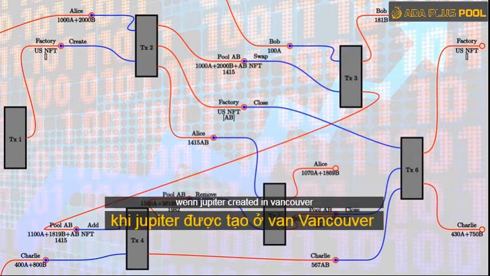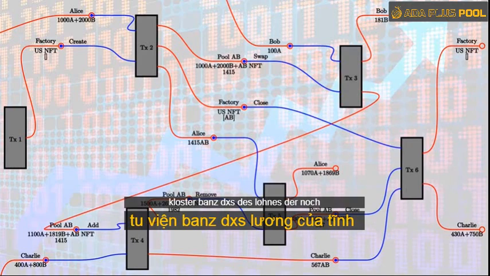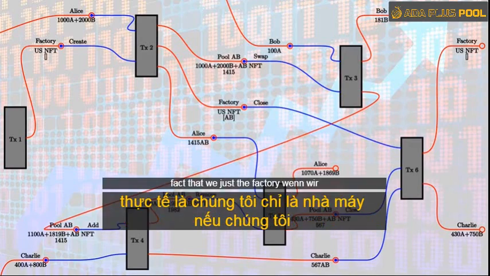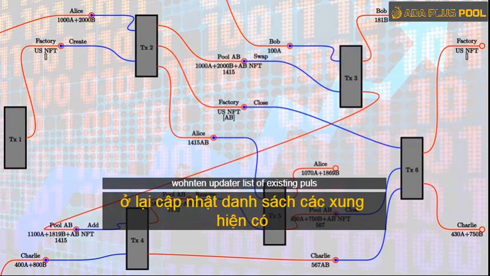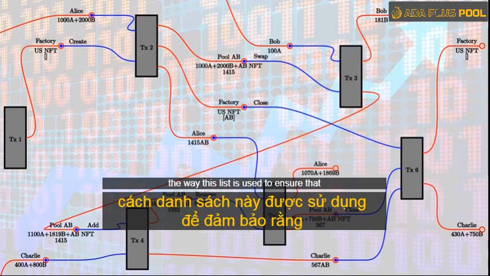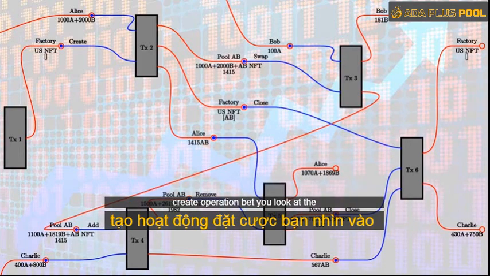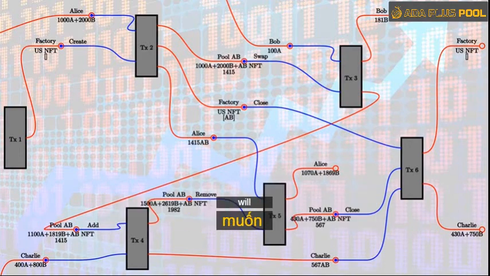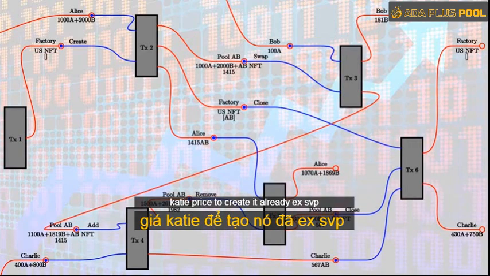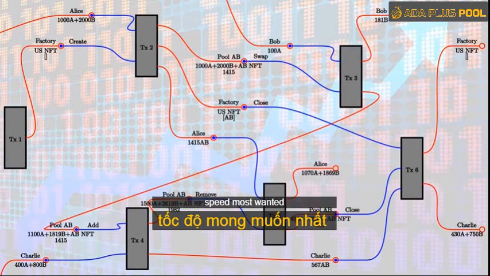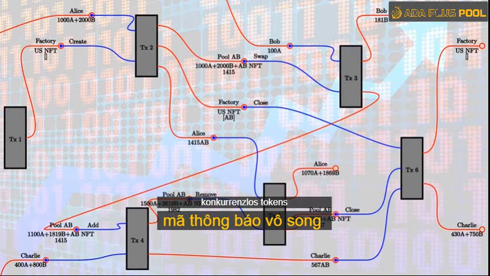So the factory only gets involved when new pools are created and when pools are closed down. But once they exist, and as long as they are not closed, the operations are independent of the factory. But we just need the factory when we want to update the list of existing pools. And by the way, this list is used to ensure that there won't be duplicate pools. So the create operation that we looked at in the beginning will fail if somebody tries to create a pool that already exists for a pair of tokens that already exist. So there will always, for any given pair of tokens, be at most one pool that contains those two tokens.